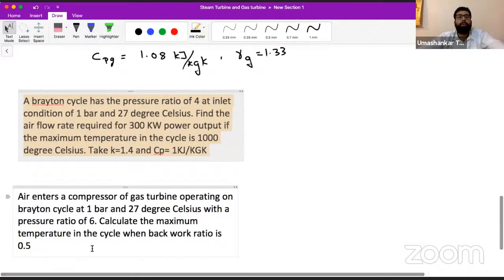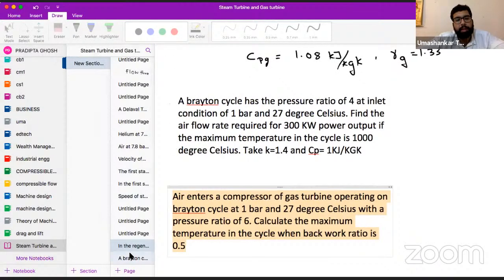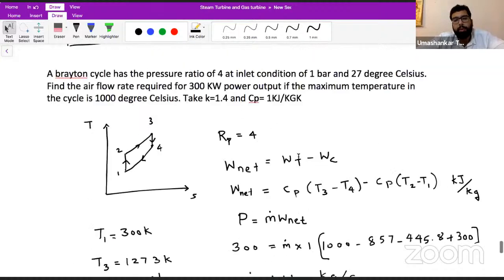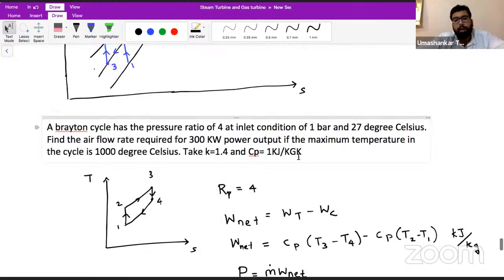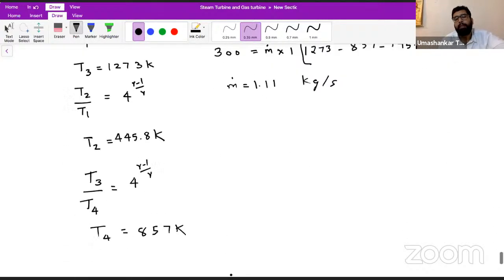Why are we doing this question? Because as we have studied this much, T3 should be in Kelvin, sir. Right, T3 should be in Kelvin. I had put it as 1000, so let's just change it. It is going to be 1273. So from this you can have your mass flow rate.